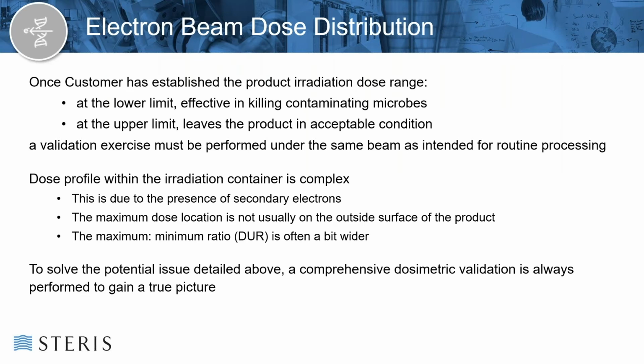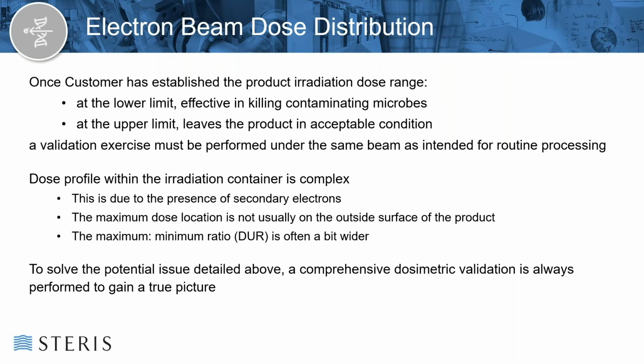Electron beam dose distribution. I've talked a little bit about this already, but once the customer has established the product irradiation dose range, they would do this. For one, on the lower end, for sterilization, it's the point at which we're effectively killing the microbes on the product. For any other purpose, we're looking for a low limit that is the minimum dose to achieve a desired effect within our product. At the upper limit, it still needs to leave the product in acceptable condition. The product needs to function correctly.